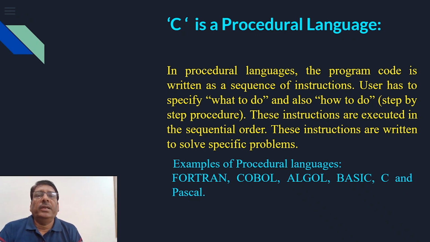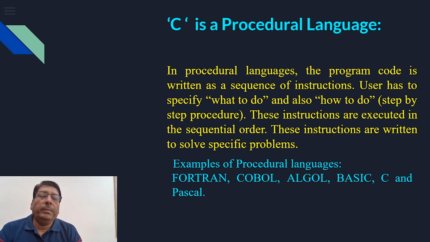What exactly do we understand by a procedural language? A procedural language is one wherein a program is written. When I say program, it is a series of instructions written in a particular sequence. And here, we as programmers need to specify what to do and how to do it. A step-by-step procedure needs to be provided, and all the instructions that we provide in a program are executed one after the other in a sequential manner.